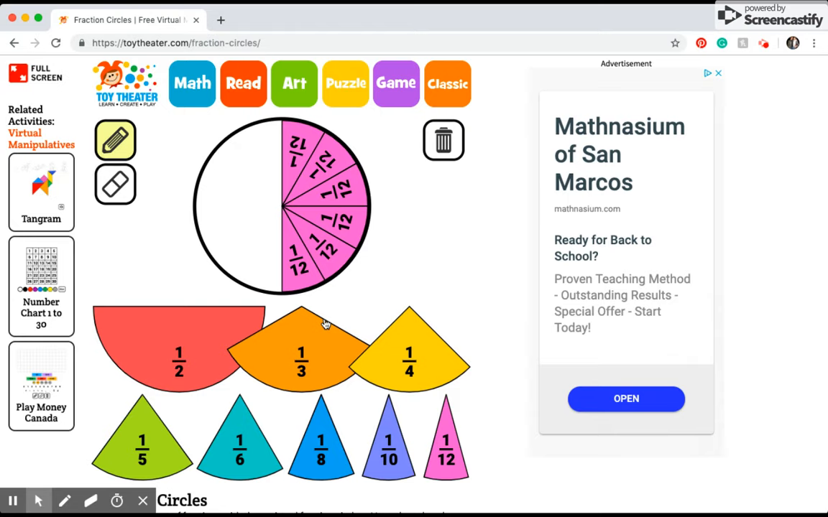And then at this point, we would have volunteers come up one by one and let them mix and match their own equivalent fractions.